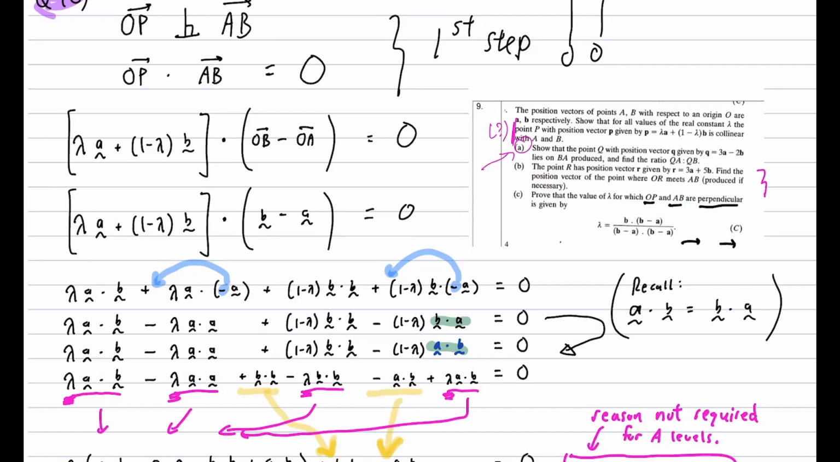I cannot find any shortcut, so I just do the hardcore method. Expand everything out. You see bracket, you just expand. So that's exactly what I did.